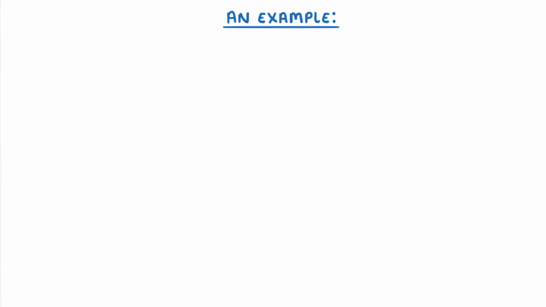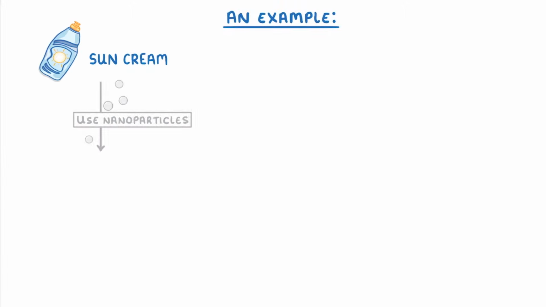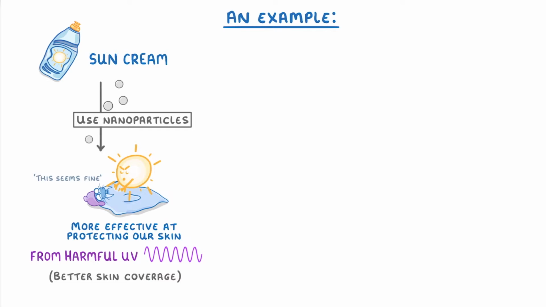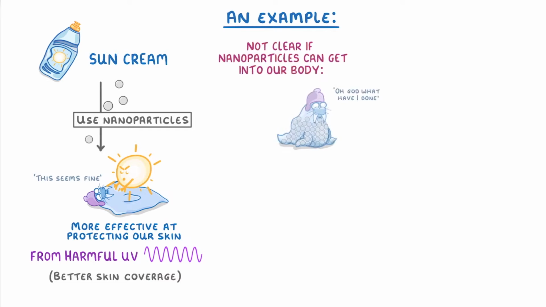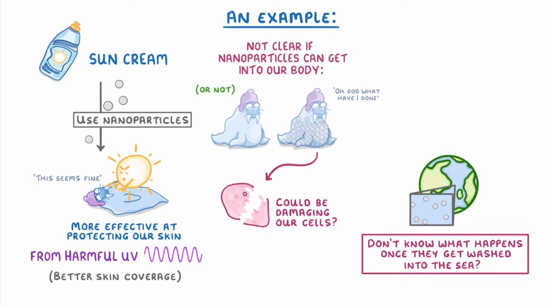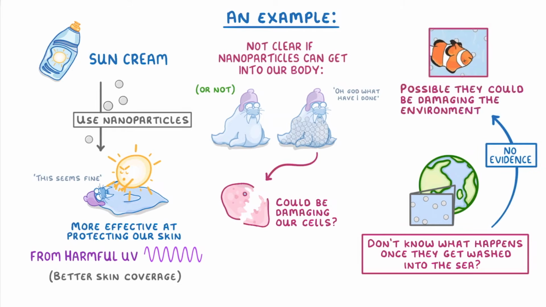An example of all this is in suncreams. If we use nanoparticles in our suncreams, they tend to be more effective at protecting our skin against the harmful UV rays, because they provide better skin coverage. However, it's not clear if the nanoparticles can get into our body or not, and if they do, whether they could be damaging our cells. We also don't know what happens to them once they get washed into the sea. And although there's no evidence, it's possible that they could be damaging the environment in some way.